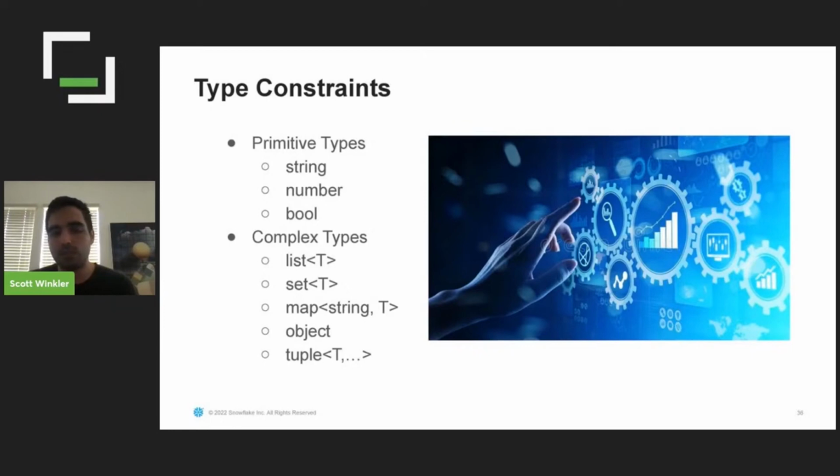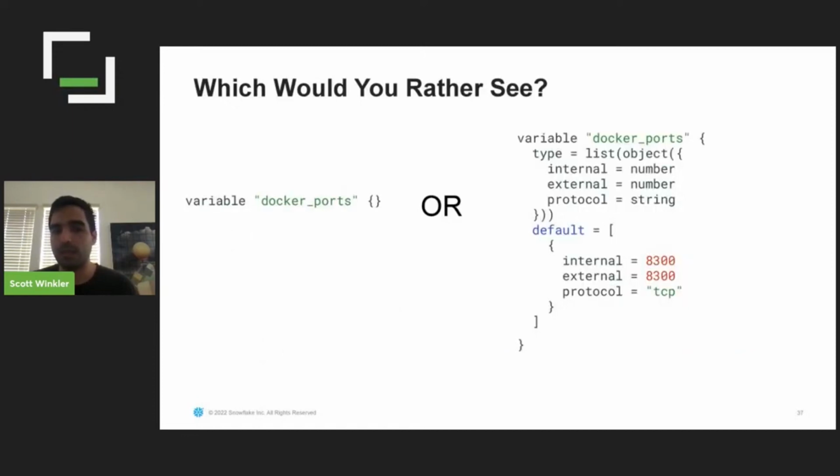Type constraints. So there's the primitive types, which I think everyone knows about: string, number, boolean. But there's also a lot of complex types, and some of these were introduced in Terraform 0.12, but maybe not everyone knows when you would want to use all of these. I think that the objects and the sets in particular are pretty valuable. The objects allow you to declare exactly the type of the inputs. And this is an example of why you would want to use types, right?